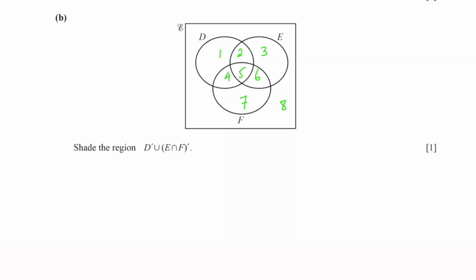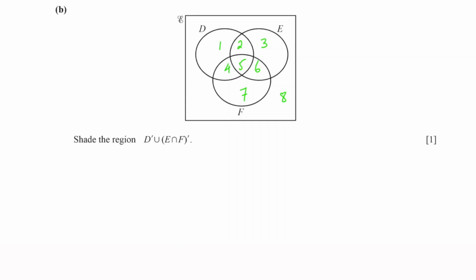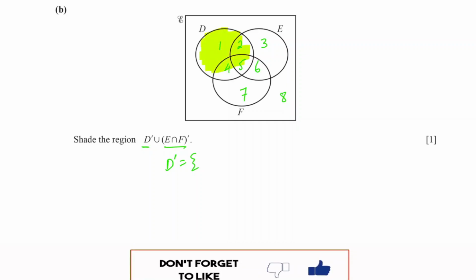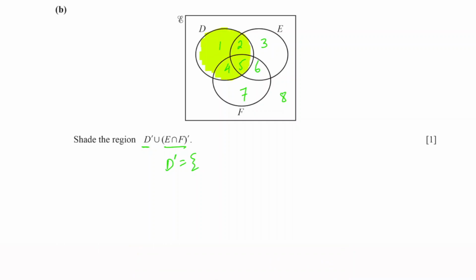Now individually take each one out. What is D'? Very simple, it's not that difficult. D' means everything except D. What is D? This whole is D. So D' means not D, we have to take everything except D. What numbers are left outside? That is 3, 6, 7 and 8. I have written them. 8 also I have to take.